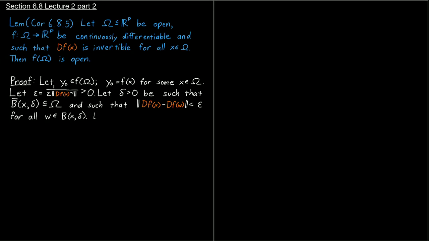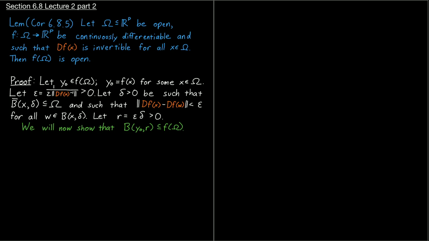And now let's let r be epsilon times delta. What we're going to do next is show that the ball centered at y naught of radius r is contained in f of omega. And because y naught is an arbitrary point in f of omega and r is positive, by proposition 2.5.3.3, this is enough to show that f of omega is open.